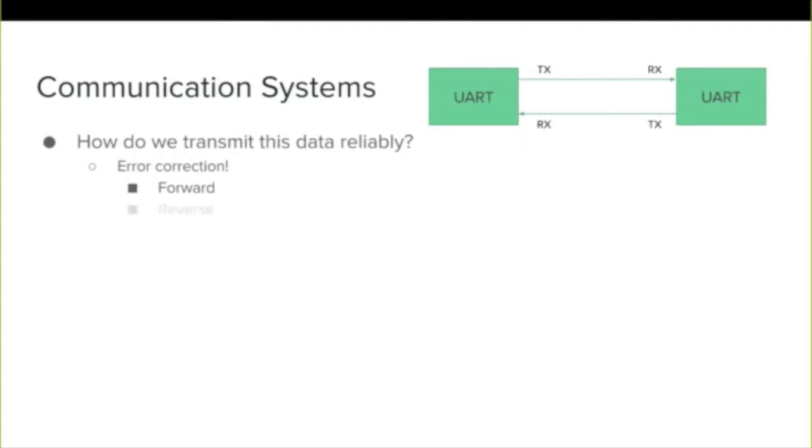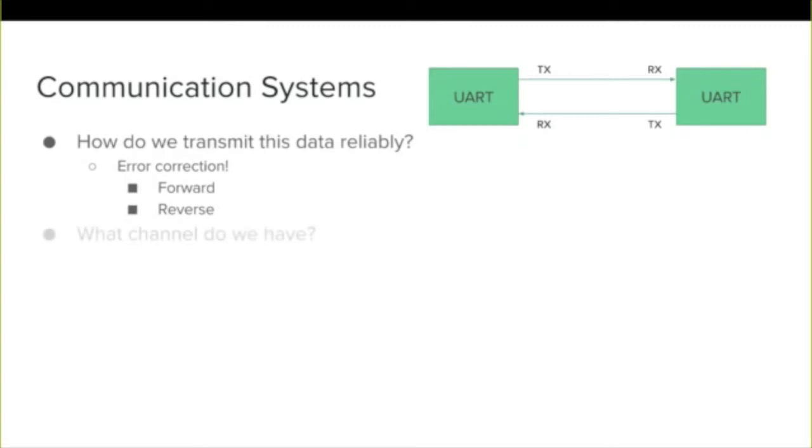All right. Reverse error correction. Reverse error correction is, I got something, it doesn't look quite right, maybe I'll ask the guy to send it again. And I'll just keep doing that until I get it. And that's actually the strategy we're going to take today, because it's easy.